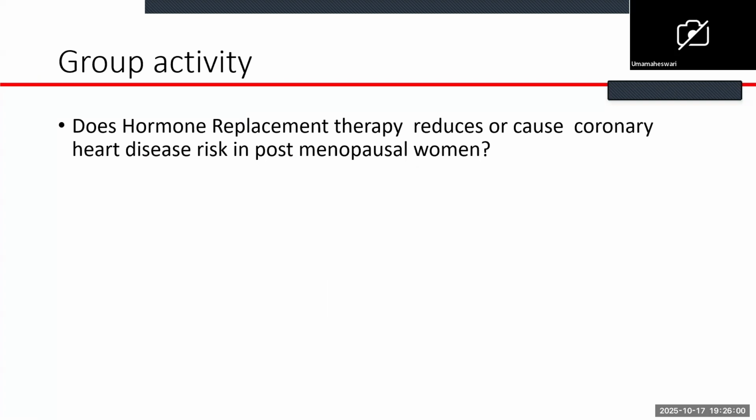Does hormone replacement therapy reduce or cause coronary heart disease? Because it may reduce or it may cause harm in coronary heart disease risk in postmenopausal women. I want you to all write how you will approach all four study designs: case control, cohort, RCTs, and cross-sectional. So how will you begin and how will you end your study designs? You can choose. Just for 2 to 3 minutes, so you can try and present to me.